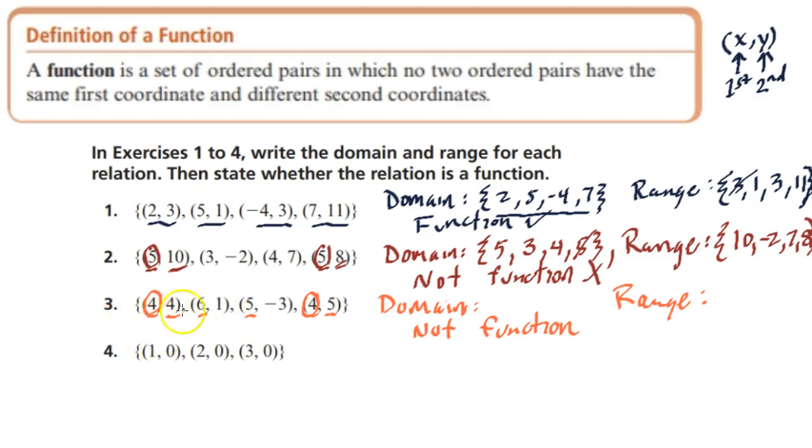Notice here for the fourth problem that we have all different first coordinate values. So it is a function. Notice we have all the same output values. That does not matter. It all depends on what the first coordinate value is. The second coordinates can all be the same, no issue. So this is a function. And I'll just mention right now, the range for this is simply the set 0.